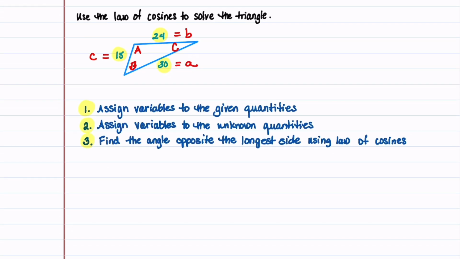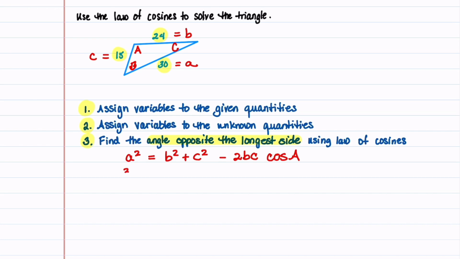Our next step is to find the angle opposite the longest side using the law of cosines. This is going to be angle A. We'll write the law of cosines as a squared is equal to b squared plus c squared minus 2bc cosine A. And that's the angle that we need to find. Let's go ahead and plug in all the quantities that we know.